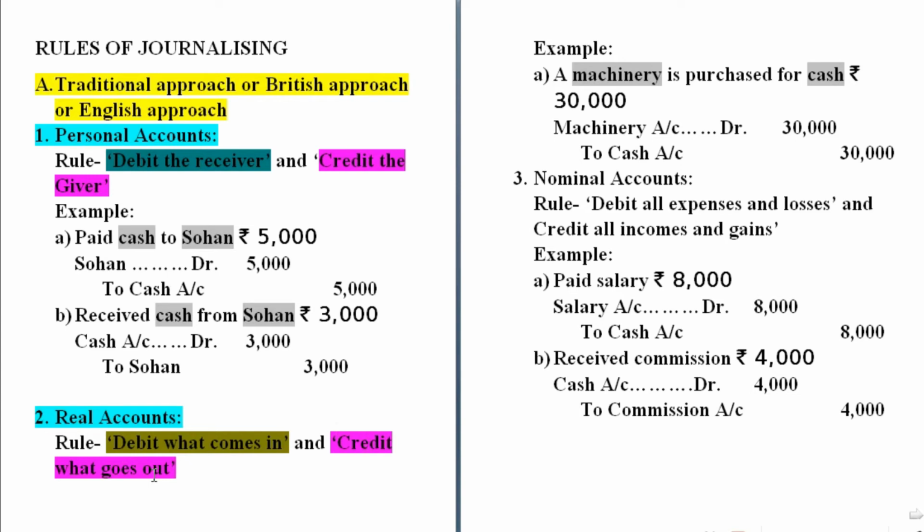Isn't it very simple? Real account, rule: debit what comes in, credit what goes out. Question says machinery is purchased for cash. Two accounts affected here: one is machinery that comes in, we are debiting. Second is cash, what goes out, we are crediting to cash.